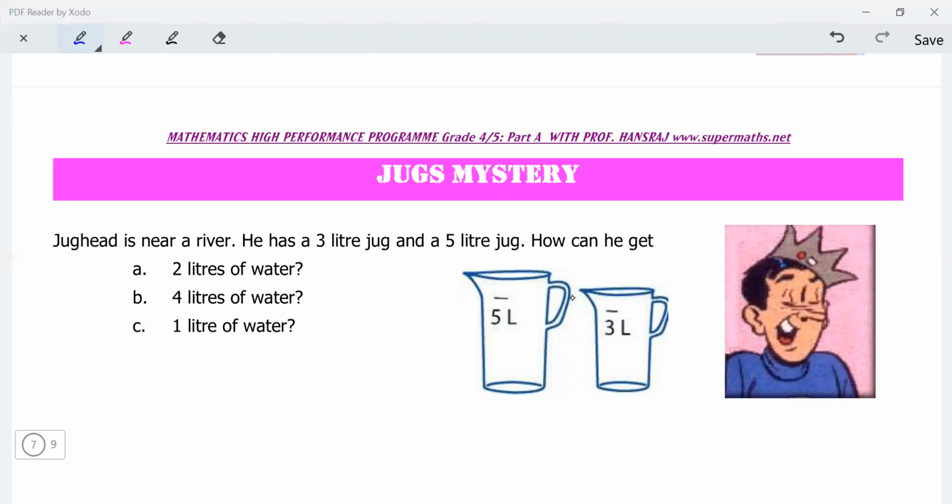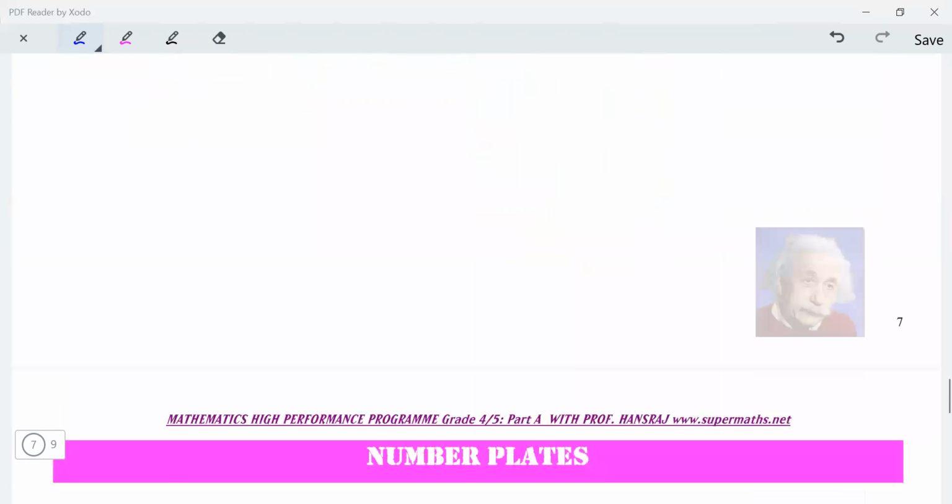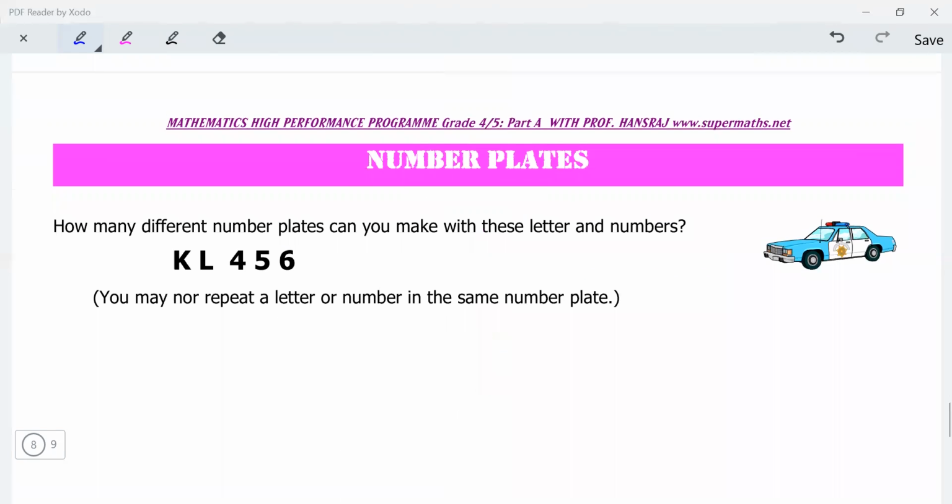Jughead is near a river. He has a 3-liter jug and a 5-liter jug, as you see here. How can he get 2 liters of water? I'm not going to discuss this with you now because I think you have an idea of how this works. You can try that out on your own. Move on to number plates.